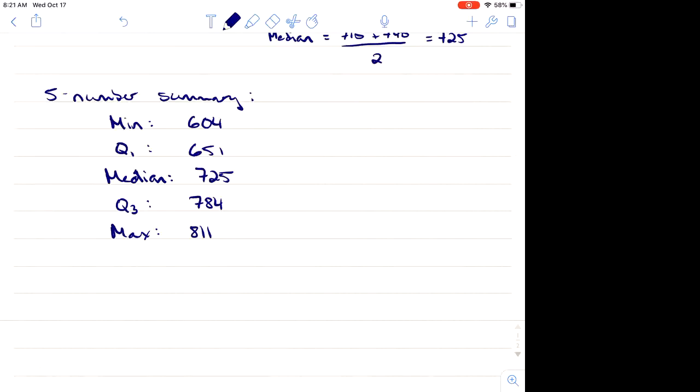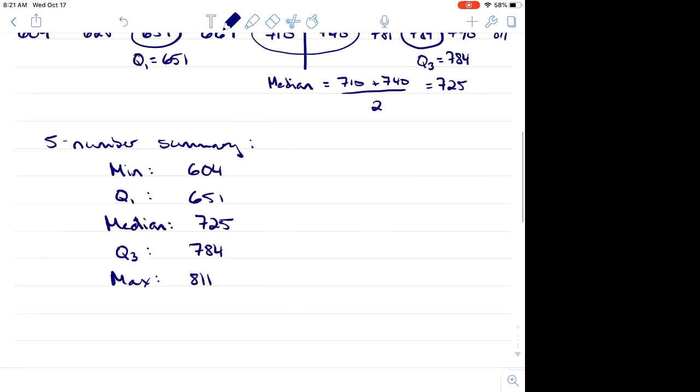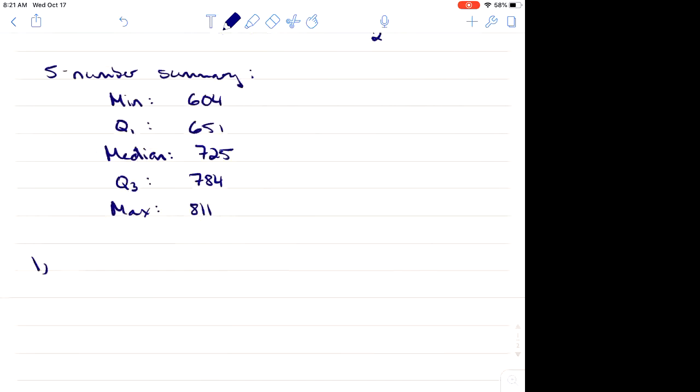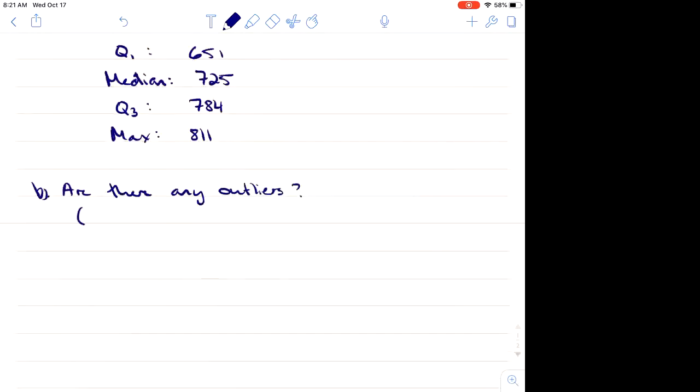Okay, so part B asks, are there any outliers? This little unassuming question. Are there any outliers? Use the 1.5 IQR rule to find out.